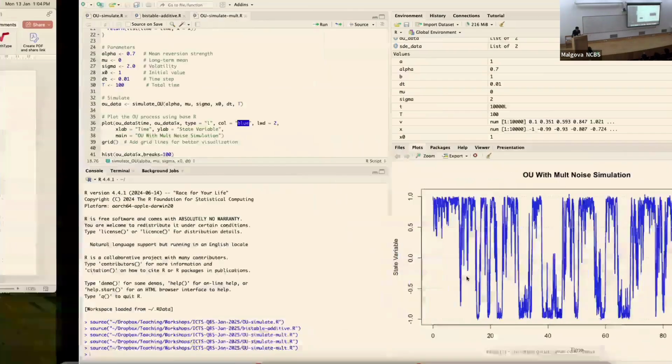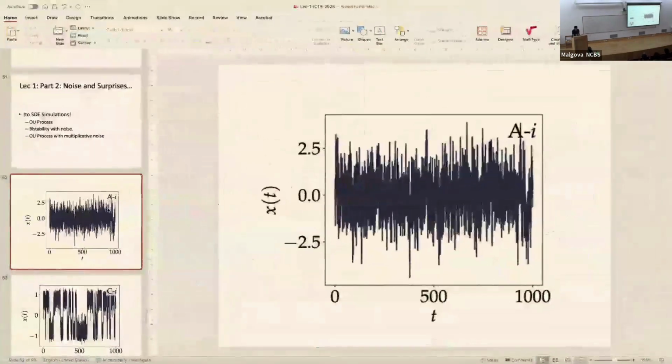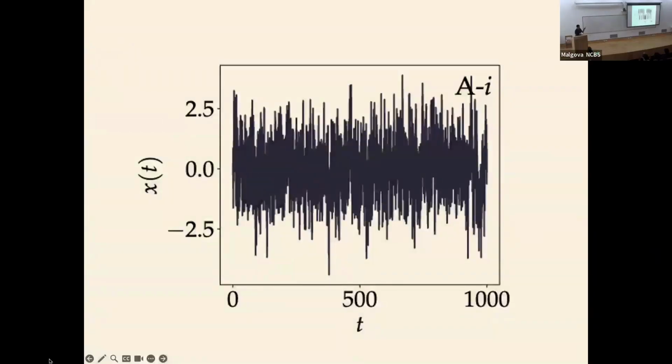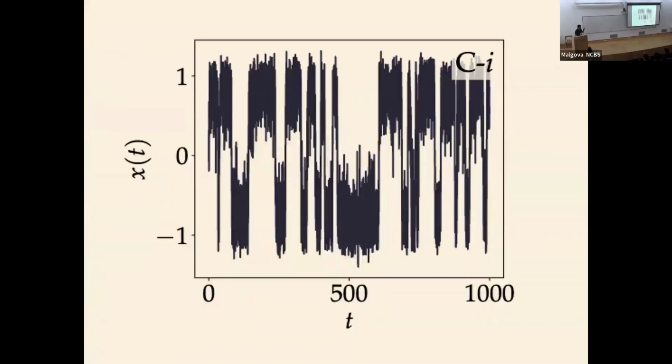I'll go back to slides now. So when I showed you this, you all said this is an OU process with a noise. When I showed you this, you all said it's a bistable system with noise pushing back and forth. But now there is a third possibility. This could also come from the OU process, but with this type of noise. Isn't that right?